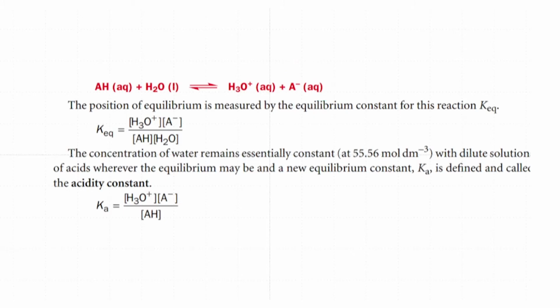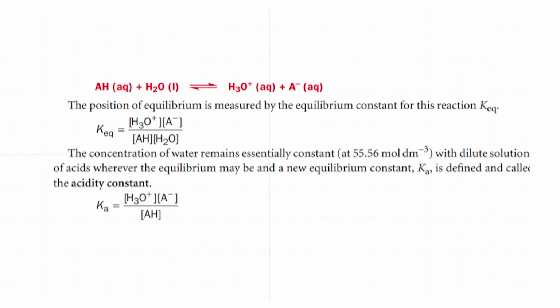Now, what we know from our many discussions previously in other courses as well is that the water concentration here is so large. It's 55.56 molar, and in very dilute solutions, this concentration is not going to change. So therefore, the concentration of water is more or less a constant. And so we define a new constant which is known as the acidity constant Ka, which is nothing but the concentration of H3O+ multiplied by the concentration of A- divided by the concentration of the acid.